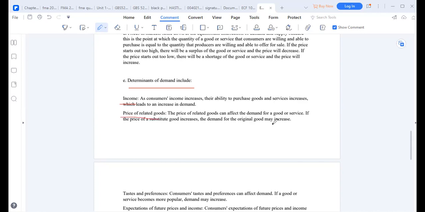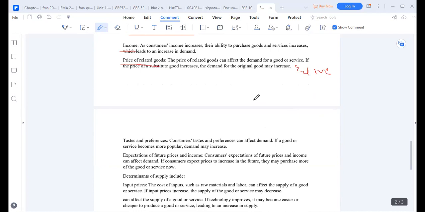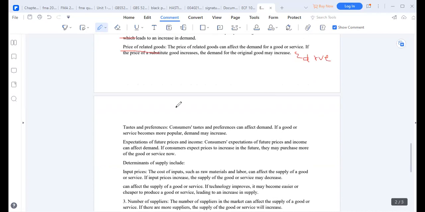Other factors are related goods. The price of related goods can also affect the demand for a good or service. If the price of a substitute increases, the demand of this original good may increase. So a substitute good usually has a positive elasticity of demand, whereas a complementary good has a negative elasticity of demand. Other factors are what? Tastes and preferences. So your choices or your tastes are affected by what you like. Expectations also for future prices will affect the demand. If you hear that fuel is going to increase at midnight, you buy so much of it.